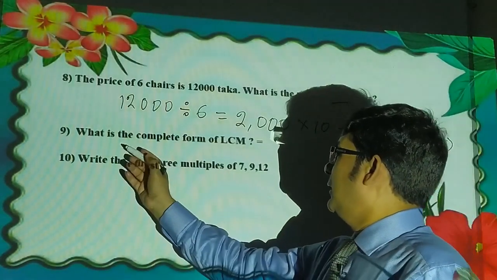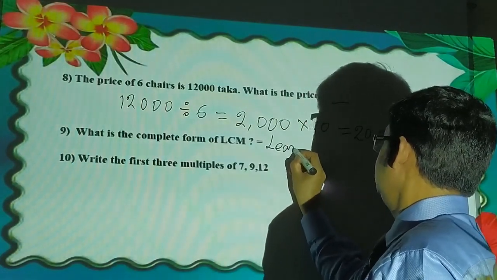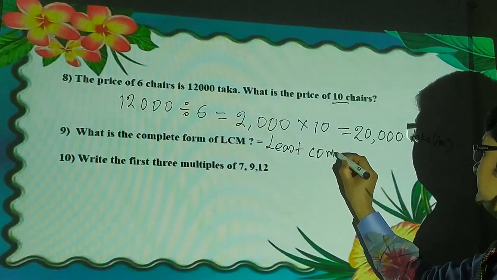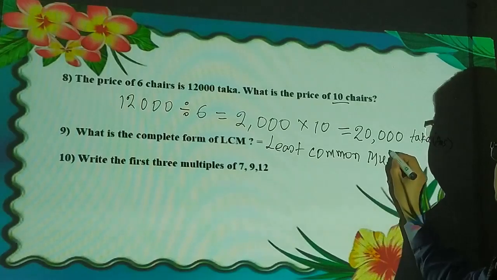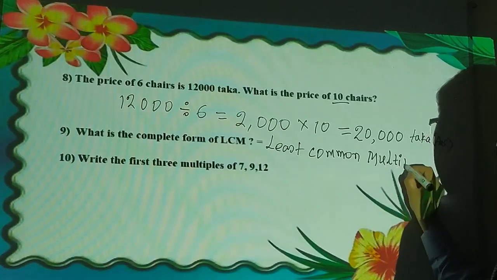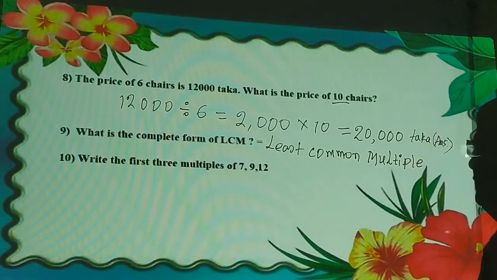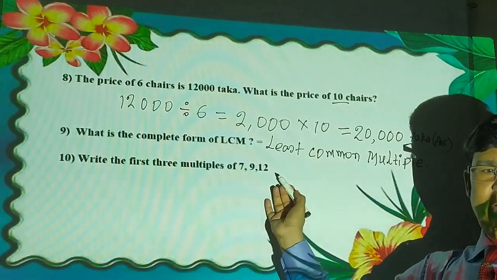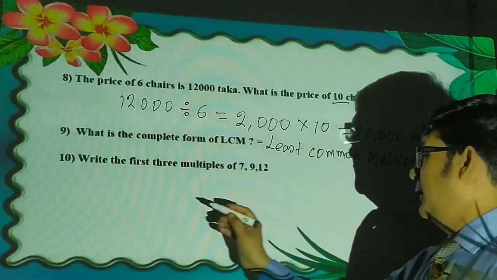So, what is the complete form of LCM? LCM means least common multiple, not pools, only multiple. Okay, least common multiple. What is the complete form? Least, L-E-A-S-T, least common multiple.